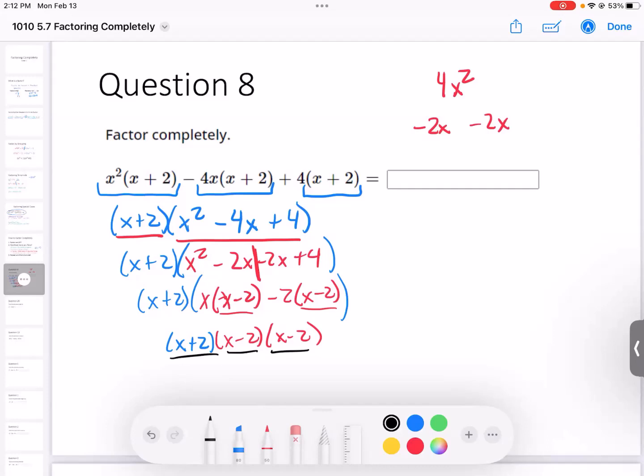And you could, if you wanted to, write it as x plus 2 times x minus 2 squared because 2 of the factors are the same. You don't have to do it that way, though. You can just write it out with the 3 factors because it means the same thing, just a different way of writing it. So again, overall strategy, always factor out a common factor if there is any, and then look at your remaining terms or remaining factors to see if you can factor it further.